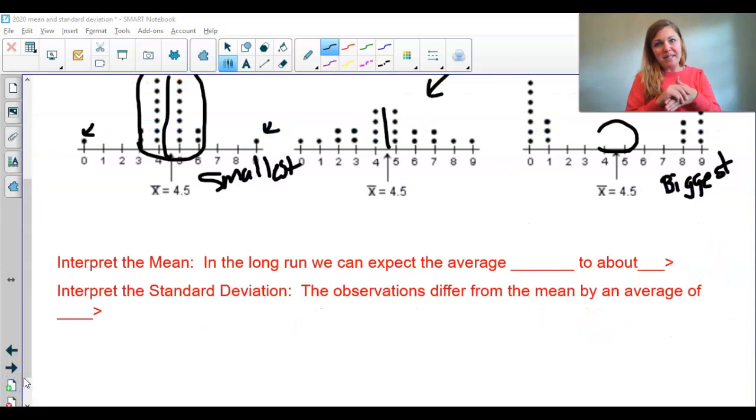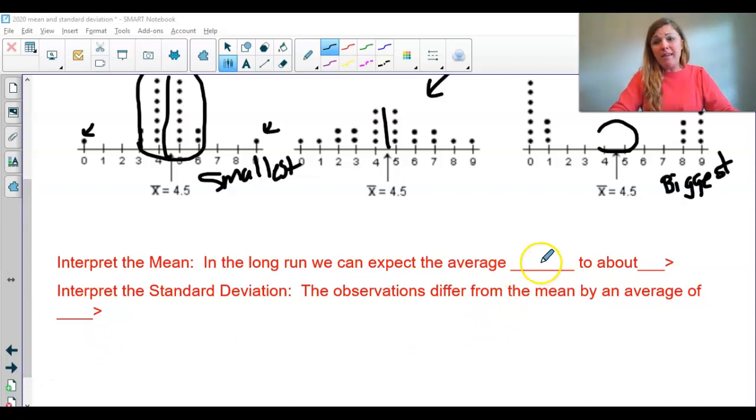Okay, so remember in statistics, you guys, we are more than just number crunchers. We also interpret the story behind the number. So you need to be able to interpret the mean and interpret the standard deviation. So I gave you some sentence frames for this. I want you to write this down. Interpret the mean. In the long run, we can expect the average, blah, blah, blah.